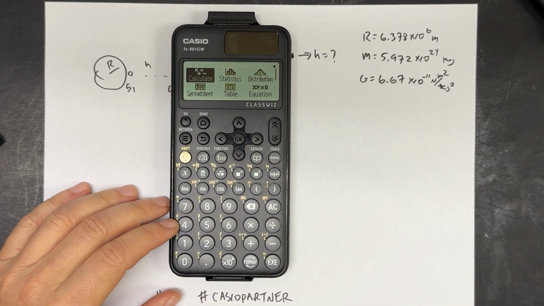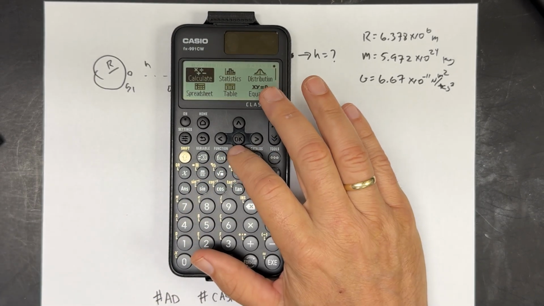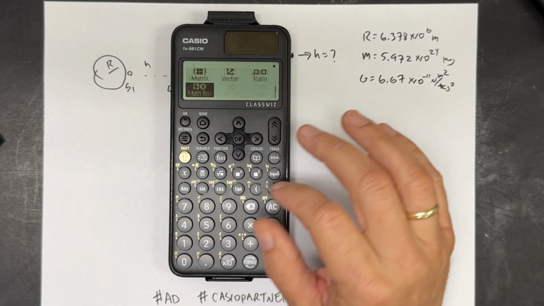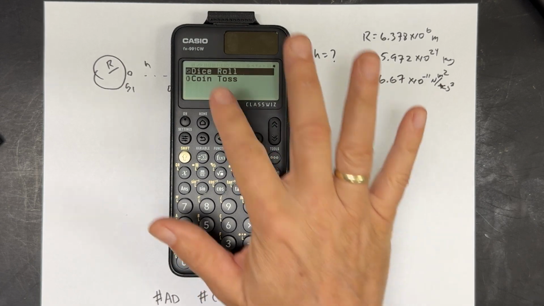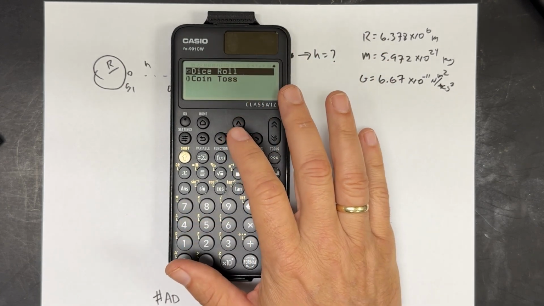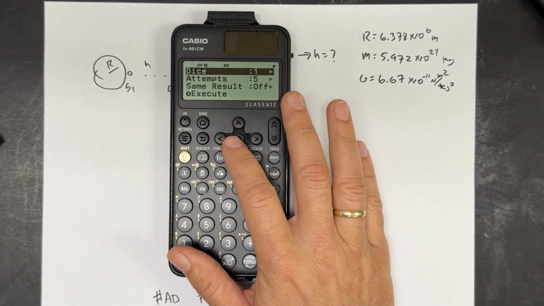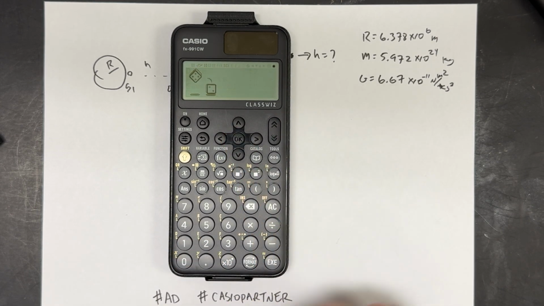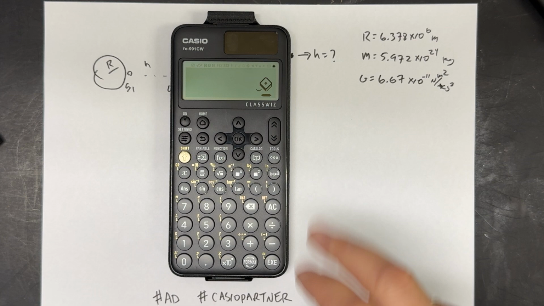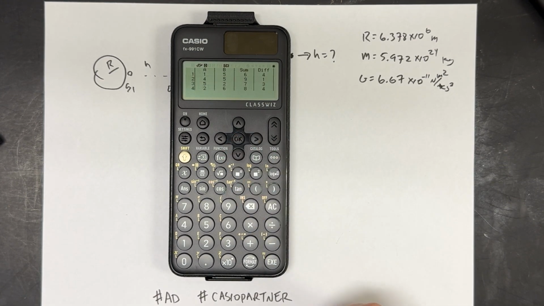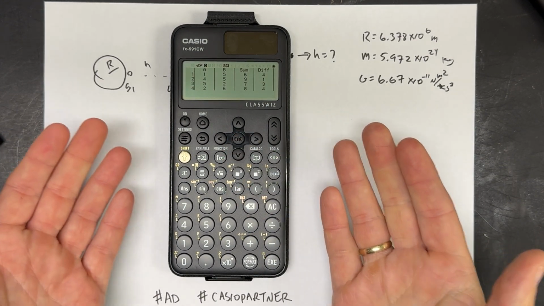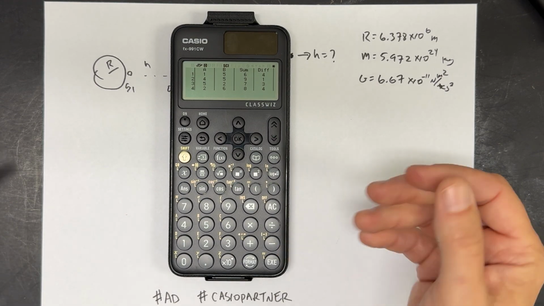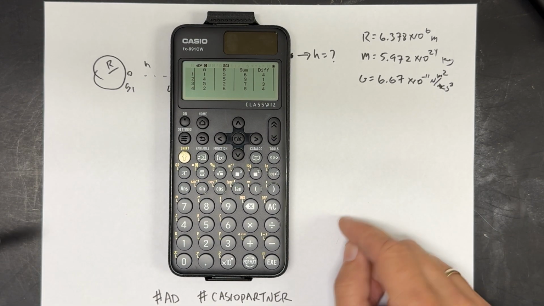The number two thing I want to show you is this Math Box, which has some apps on the calculator. If I scroll down to Math Box and click OK, we have a dice roll and a coin toss. If I click dice roll, change the number of dice to 2, 5 attempts, and execute, it rolls 2 dice 5 times, and then we get a list of the results. So you could use this for some probability experiments. You could use it to simulate radioactive decay, which we do with real dice, but it's on the calculator.